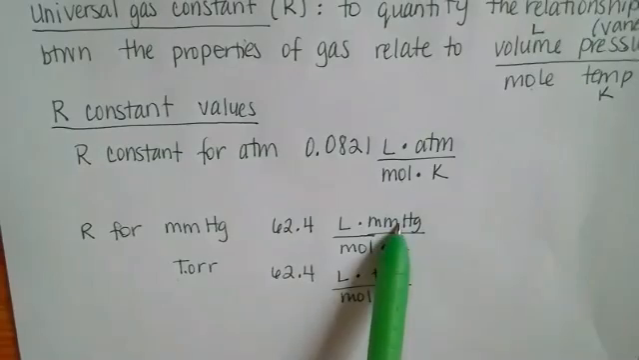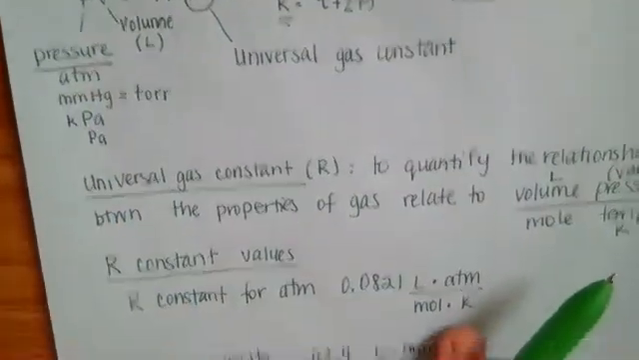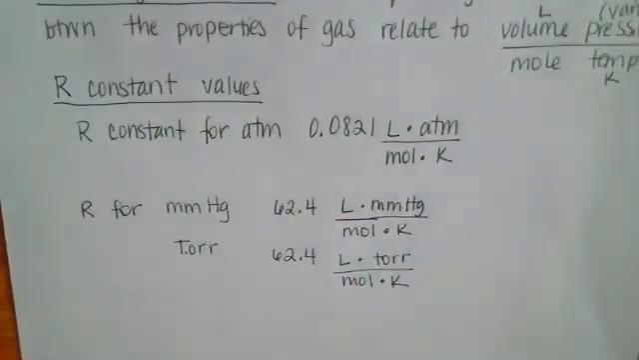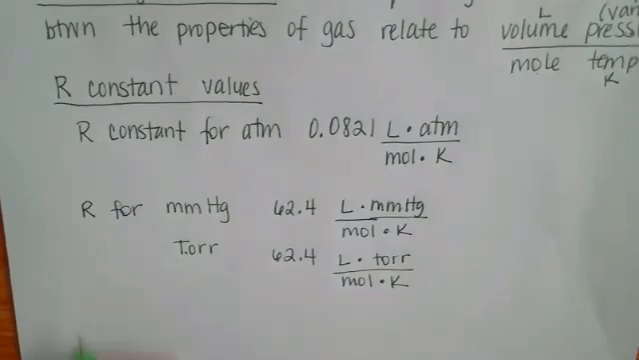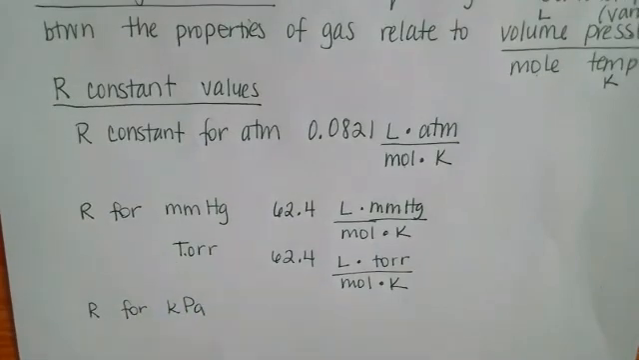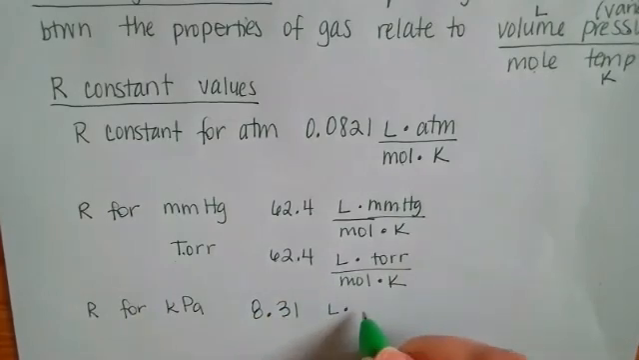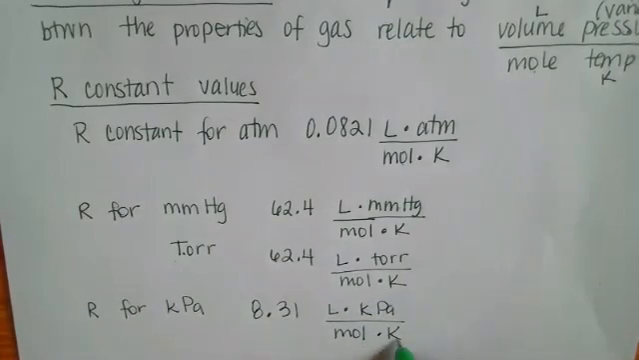So you can see that R constant is dependent on which value, or which unit rather, of pressure you're using. We still have kilopascals. So the R constant for kilopascals is 8.31 liters times kilopascal over moles times Kelvin.